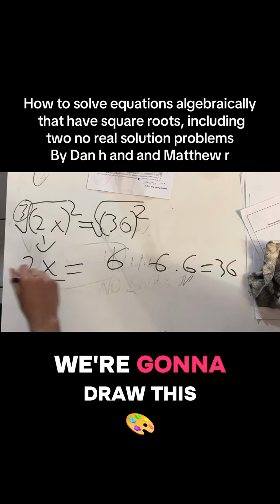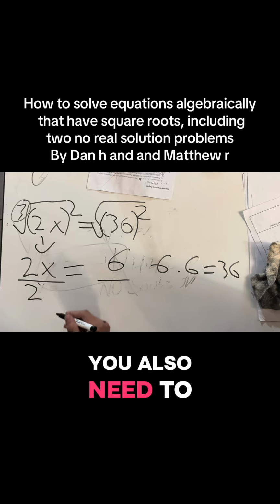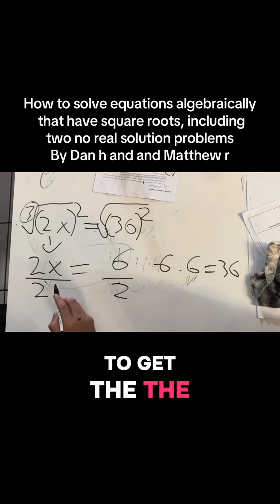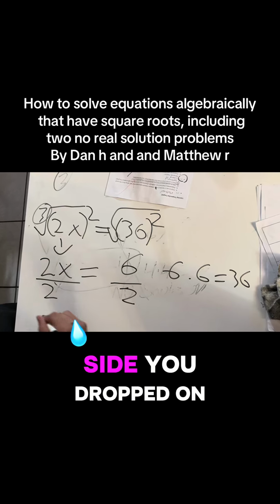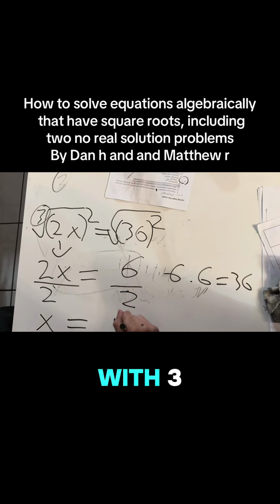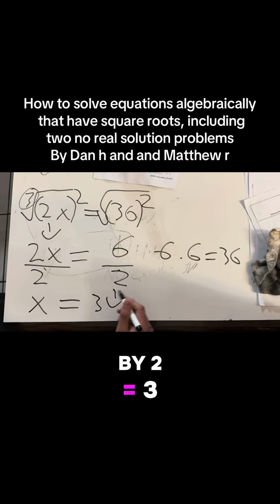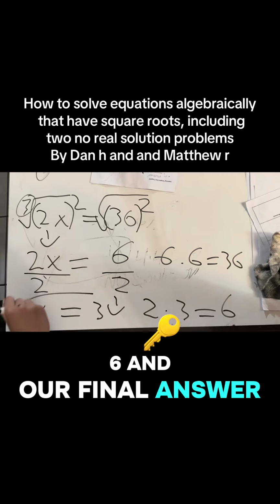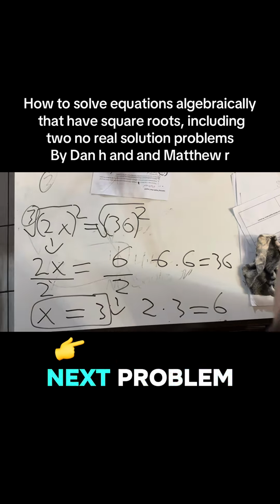So what we do here, we're gonna draw this line on both sides to divide by 2, and whatever you do on the left, you also need to do on the right. So this is how it looks like. To get the x alone, we do this, what I just explained, and it cancels out the 2 on this side. You drop down the x equals, this side right here, we're left with 3. Now it's just also 3 because 6 divided by 2 equals 3. 2 times 3 equals 6. And our final answer is this, as you can see. All right, we can move on to our next problem.